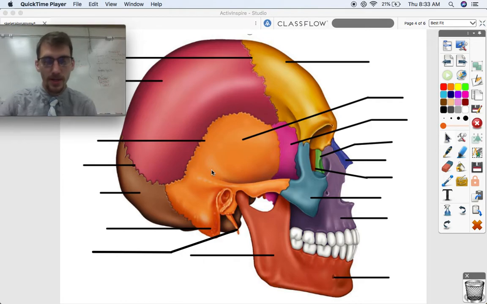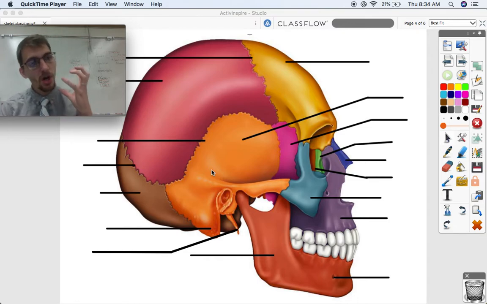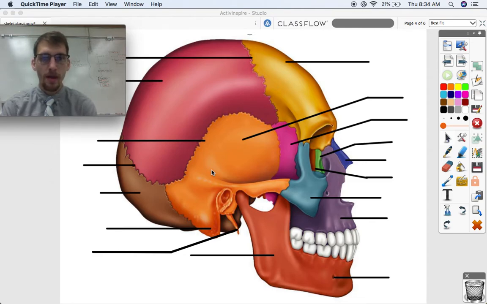Today we are finishing our unit on the skeletal system by getting into the axial skeleton anatomy. In our last video we identified different structures in the appendicular skeleton. Today we are getting into the axial skeleton, which, if you don't remember, is your skull, your thorax, and your backbone, your vertebral column as well. That makes up your axial skeleton.